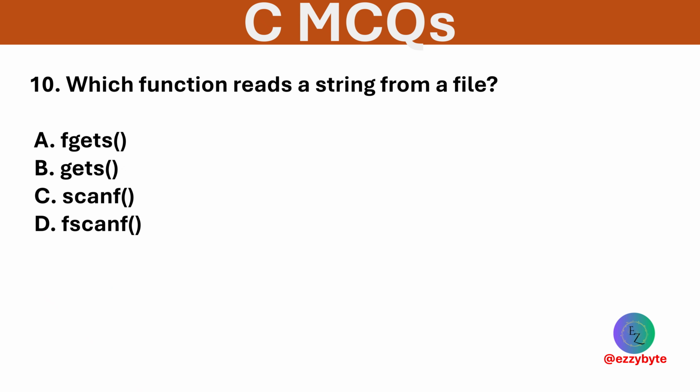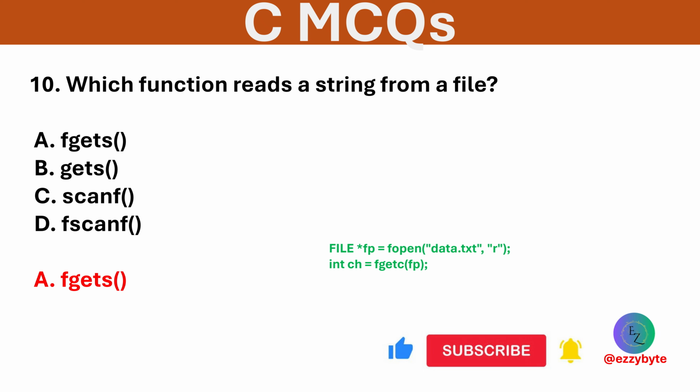Which function reads a string from a file? Options are fgets function, gets function, scanf function, fscanf function. Option A is correct. The fgets function reads a line or a string safely from a file.